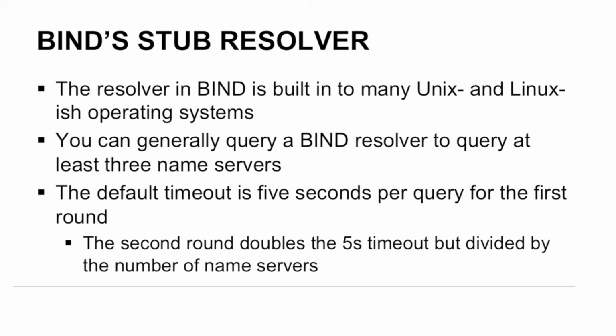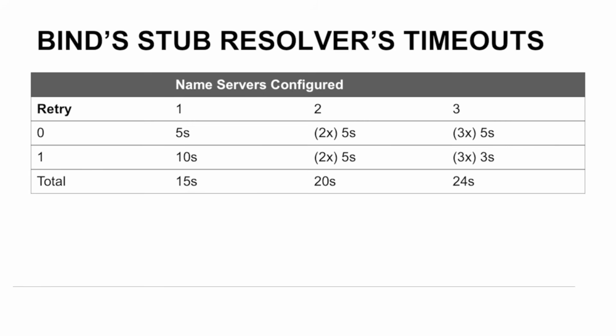If it queries all the name servers in the list once without receiving a response, it doubles the 5-second timeout, divides by the number of name servers in the list, and starts at the top of the list again with the new timeout. Newer BIND name servers only go through the list twice. Altogether, that ends up looking like this table. You can see that with a single name server, the timeout starts at 5 seconds, then doubles to 10. With 3 name servers, the timeout starts at 5 seconds, then changes to 3 seconds. The aggregate timeout, if no name servers respond, is between 15 and 24 seconds. That may seem like a long time, but remember that name servers usually respond very, very quickly, in a fraction of a second, so you normally won't have to wait that long.